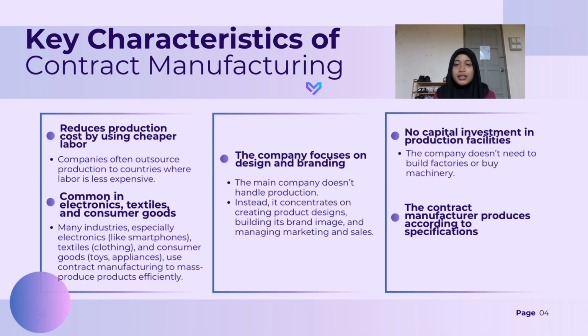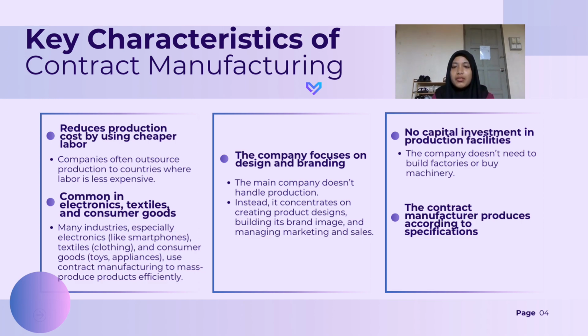Next, I will explain the characteristics of contract manufacturing. First, it reduces production costs by using cheaper labor. Companies often outsource their production to countries where labor is less expensive. Second, it is common in electronics, textiles, and consumer goods. For example, many smartphone, toy, and clothing brands use this method to produce their products efficiently.